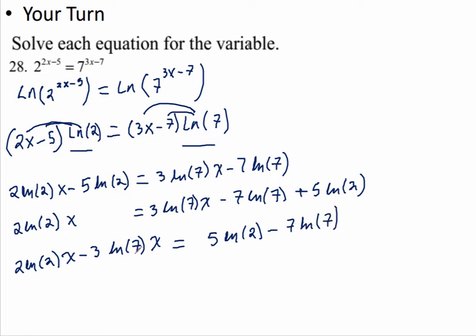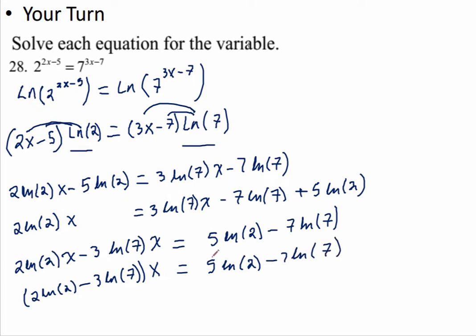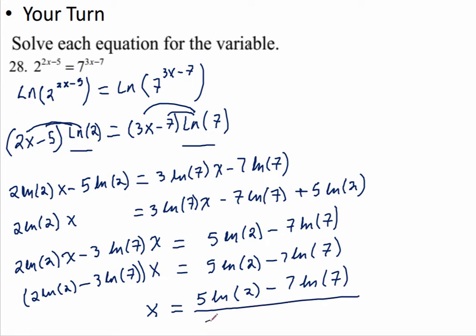Okay, now notice that there is a common factor of x on the left-hand side. Let's factor that out. And what we have is (2 ln 2 minus 3 ln 7) times x is equal to 5 ln 2 minus 7 ln 7. Okay, now divide both sides by this constant right here. We get our glorious exact answer. x is equal to (5 ln 2 minus 7 ln 7) divided by (2 ln 2 minus 3 ln 7).